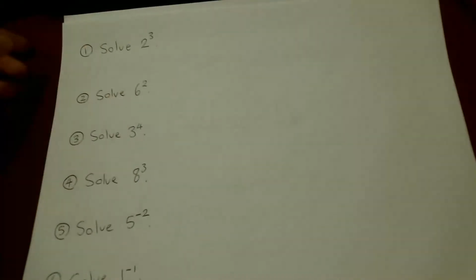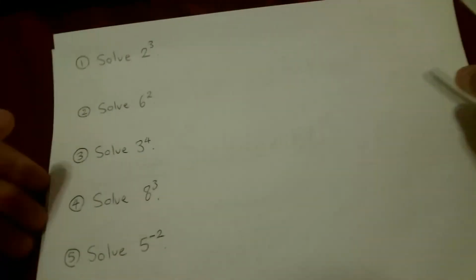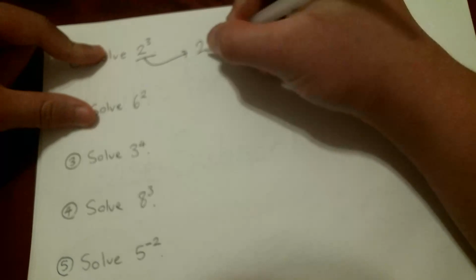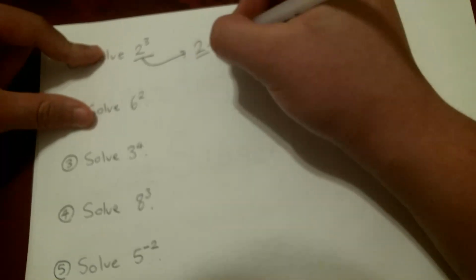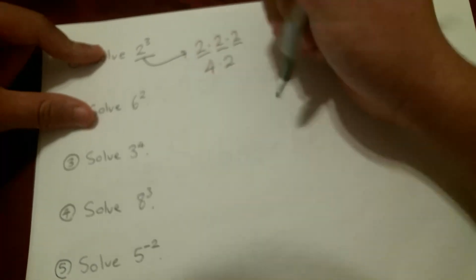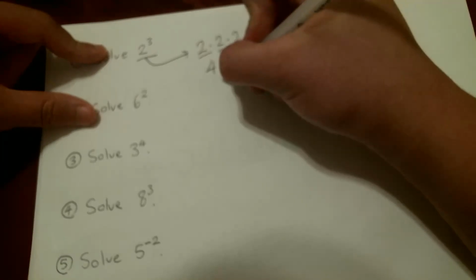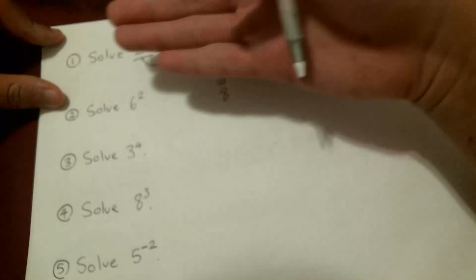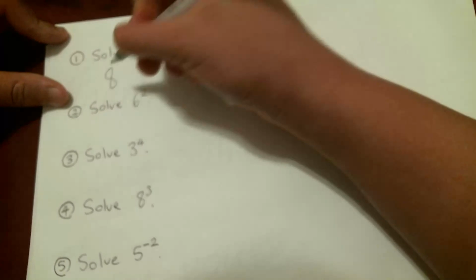Alright, so the first one, which asks to solve 2 to the power 3. So 2 to the power 3, we would solve that by solving 2 times 2 times 2, 3 times here. And 2 times 2 equals 4. Multiplying 4 by 2 again would equal 8. So that means 2 to the power 3, or 2 cubed, would equal 8.